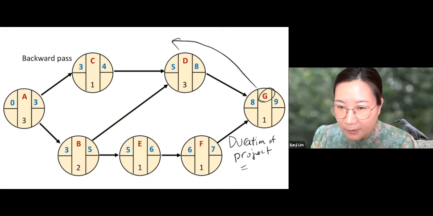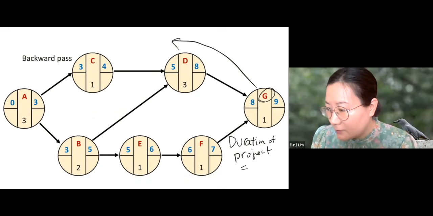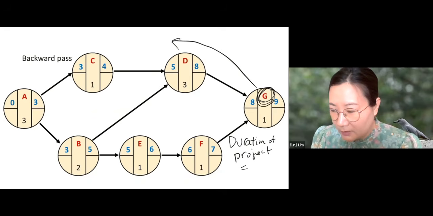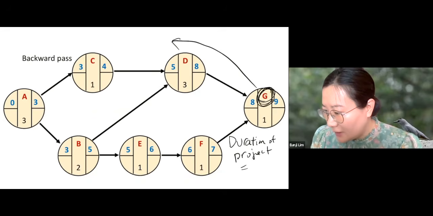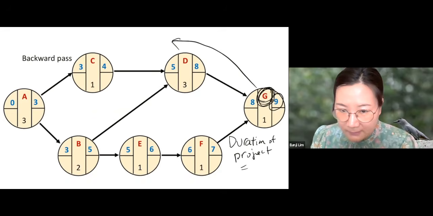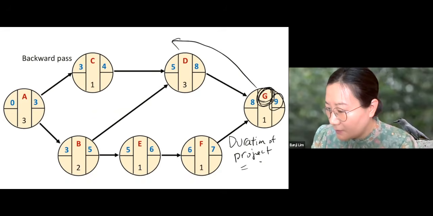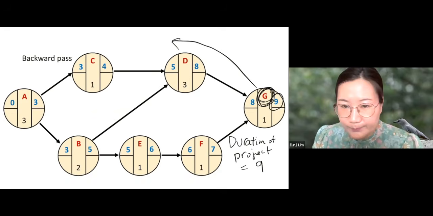What's the duration of the entire project? Let's look at the last activity. Here we have only one activity, last activity, which is G, and G is done at 9. So what's the duration of the entire project? 9. So using this, we can start the backward pass.